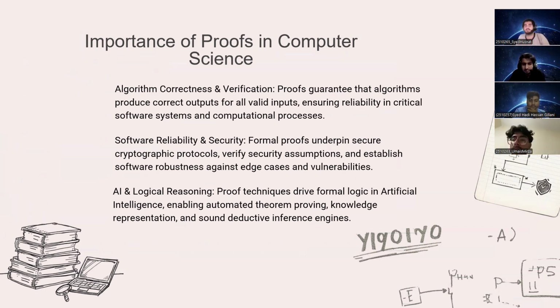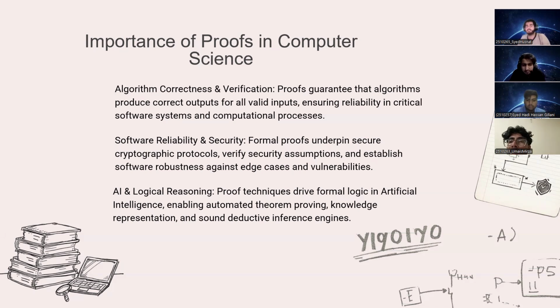First, algorithm correctness. Let's suppose we're using Instagram. They have their algorithm, okay? So to correct this, we actually use some of these rules. Proofs let us guarantee that an algorithm works correctly for every possible input, not just the ones we tested, which is critical for software, as I mentioned before, like Instagram. A lot of people in Pakistan use Instagram.